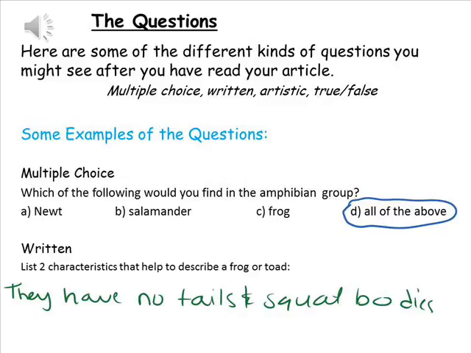The written question is going to ask you something that you're going to have to write down an answer to. The example asks, list two characteristics that help to describe a frog or a toad. And the answer would be they have no tails and squat bodies.